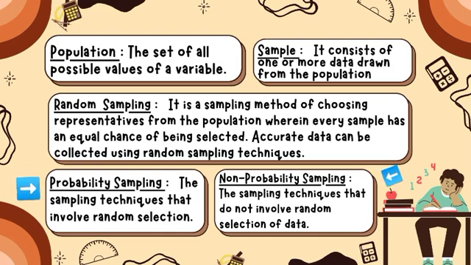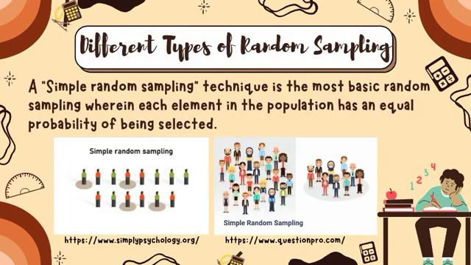So, sa probability sampling, the sampling techniques that involve random selection. Sa non-probability sampling naman ay the sampling techniques that do not involve random selection of data. Isa-isahin natin. First, the different types of random sampling. Ang una ay ang simple random sampling.